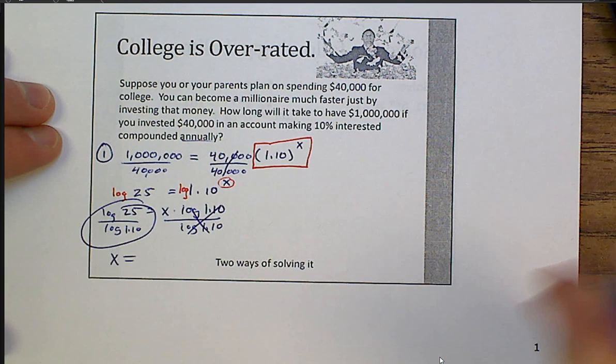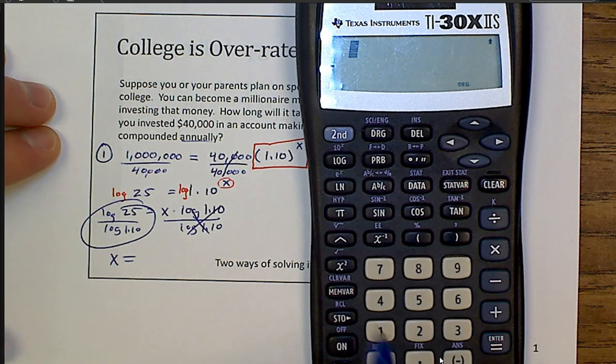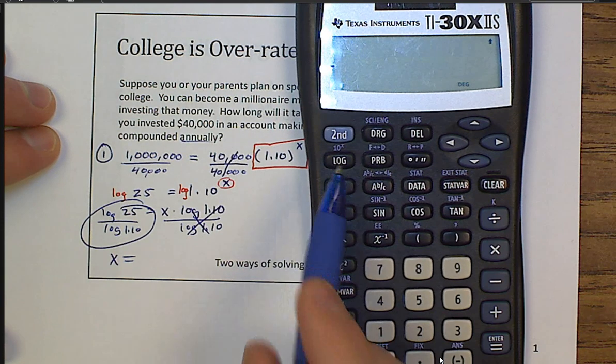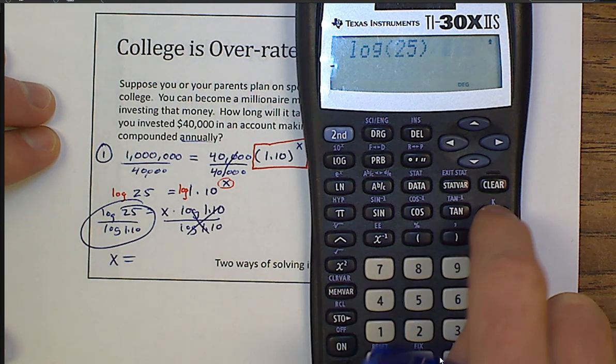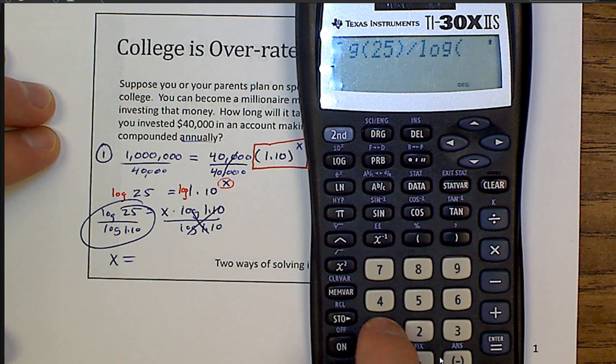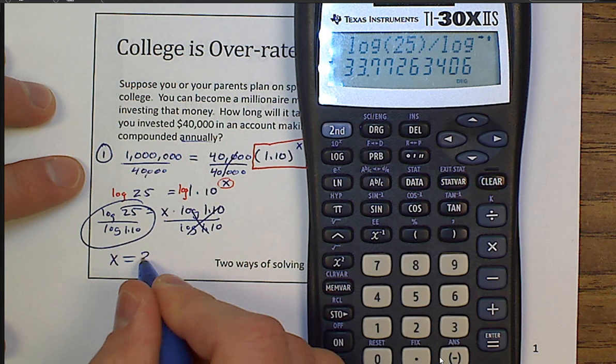and now I got to put that in my calculator. So how do you do that in your calculator? Well, you'll notice that you have a log button right here. And so you'd go log of 25, close the parenthesis, divided by log again of 1.10, close it, and you get 33.77, so we'll just go to 33.8.